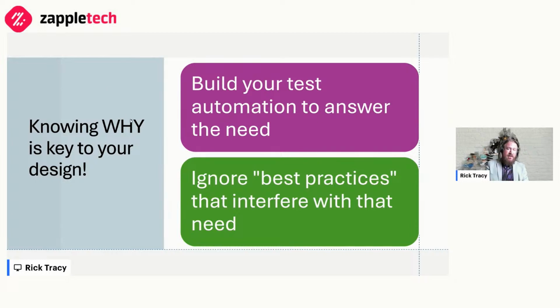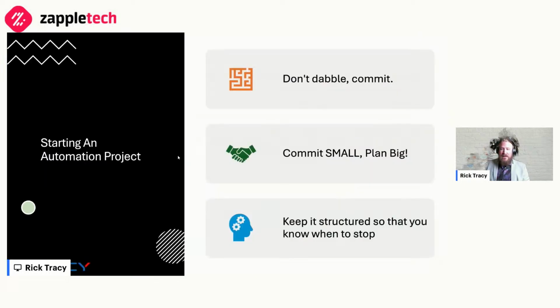So even the advice I'm going to give you here in this talk, some parts, feel free to ignore it if you feel that it's not going to be useful. But better yet, give me a call, write me a message, and let's debate it. Let's talk about it. So when you're starting an automation project, there's a couple golden rules.